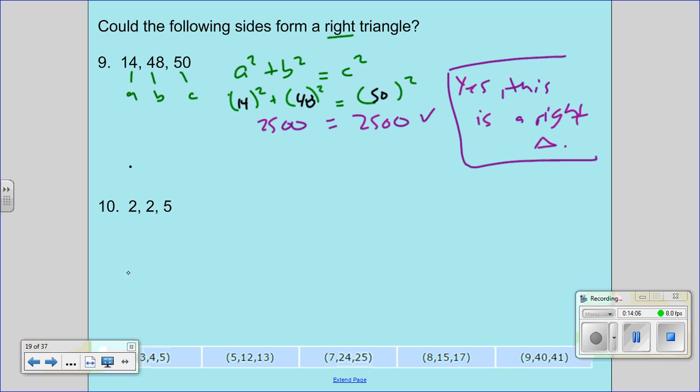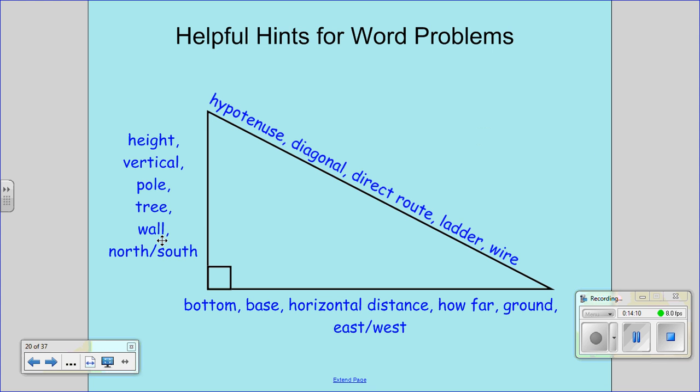Do number 10 on your own. Now we're about to get into word problems, and what you see right now are some helpful hints on how you would develop your picture from the word problems that you read if one is not provided. So if you see some of these keywords or key phrases, use them to help. It'll be very helpful, trust me.